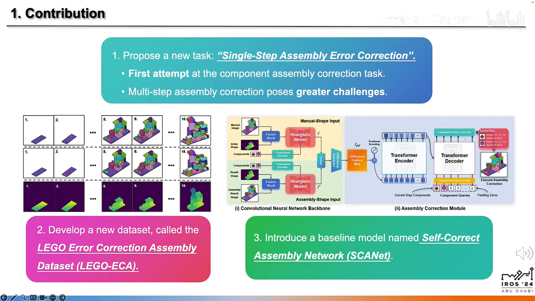Building on our motivation, we introduce a new task, single-step assembly error correction. This task focuses on inspecting and correcting the components assembled at time t. For instance, if 3 components were assembled in the 12th step, our goal is to evaluate only those 3 components and rectify any assembly errors. To support this task, we have developed a dataset called the LEGO Error Correction Assembly Dataset. Finally, we propose a baseline model, the Self-Correct Assembly Network, to effectively address the single-step assembly error correction task.